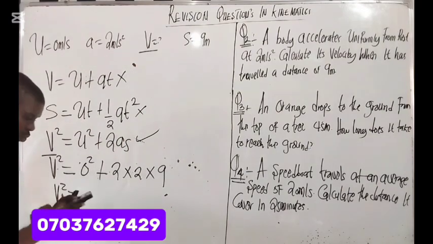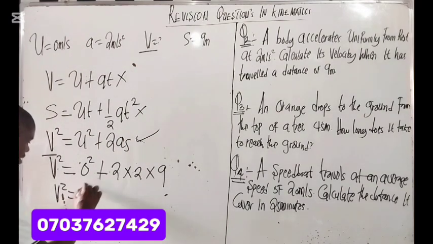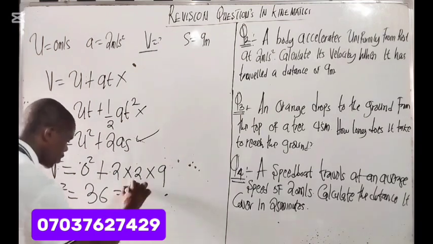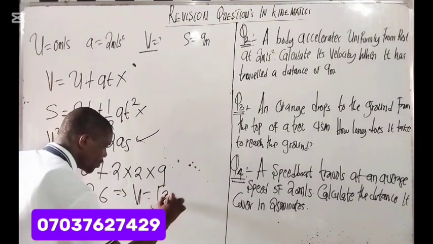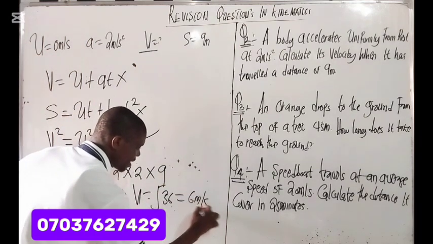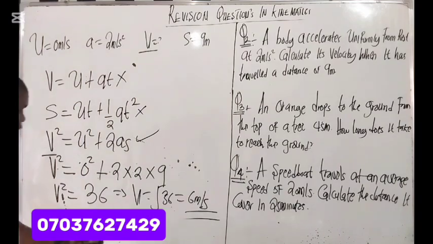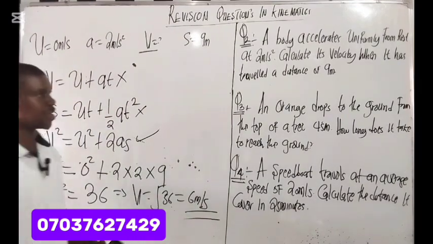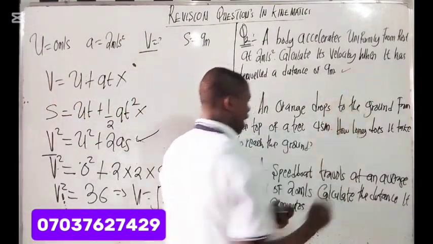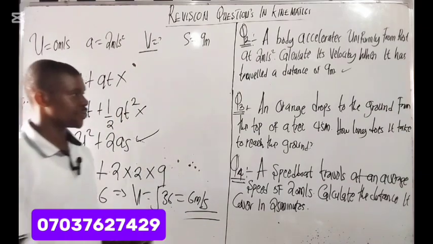4 times 9 is 36. Here we have 36, right? Take the square root of 36 here. This implies that v equals the square root of 36, which is 6 meters per second. The unit of velocity is meters per second, so 6 meters per second here. So we are doing this the other way here, right? You can see how easy it is, right?